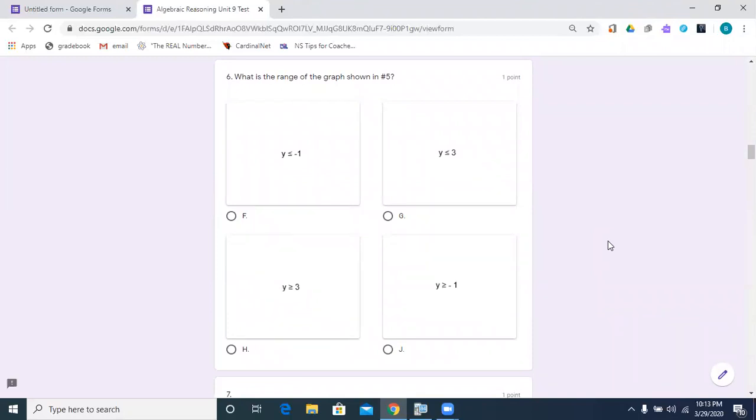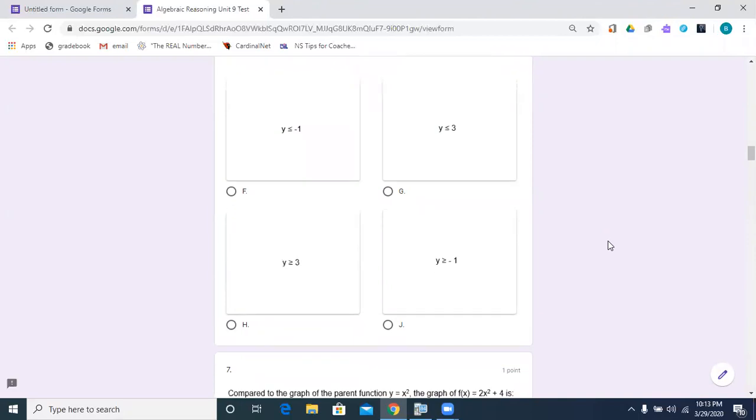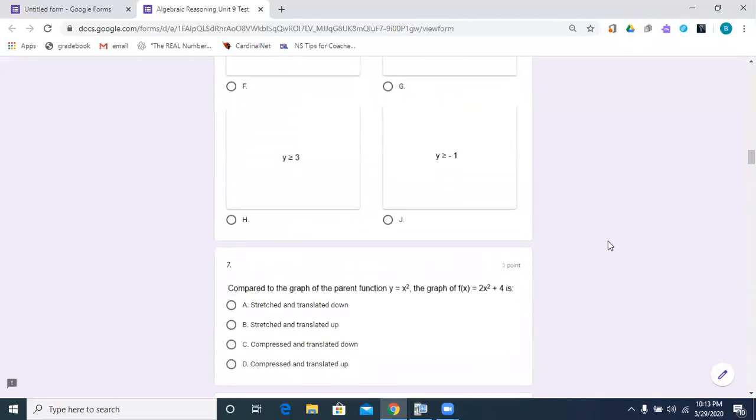Number 6. What is the range of the graph shown in number 5? F, y is less than or equal to negative 1. G, y is less than or equal to 3. H, y is greater than or equal to 3. J, y is greater than or equal to negative 1.